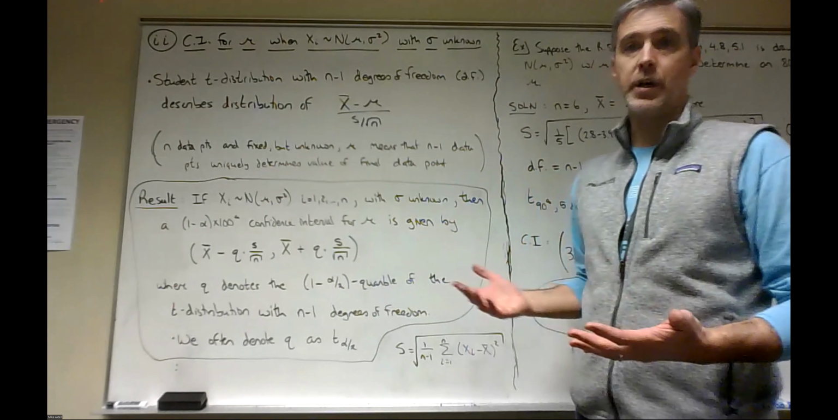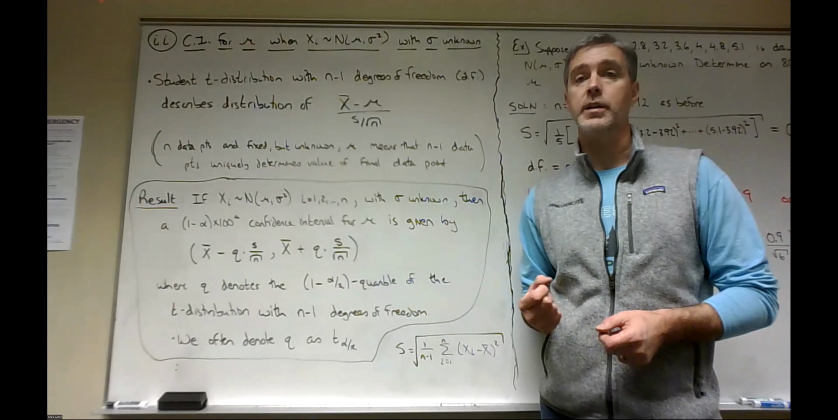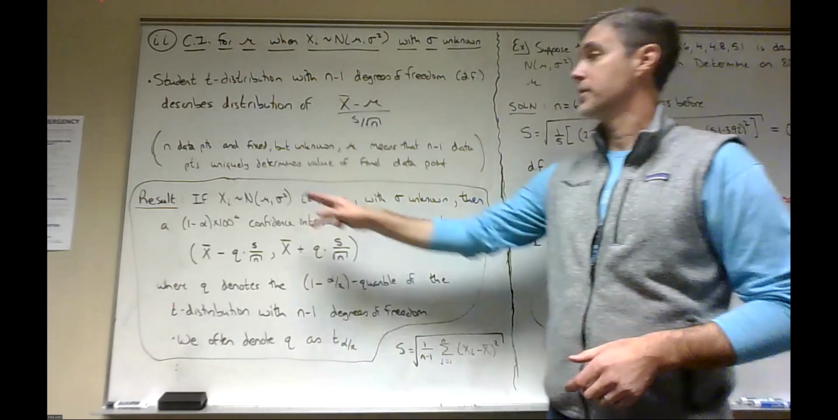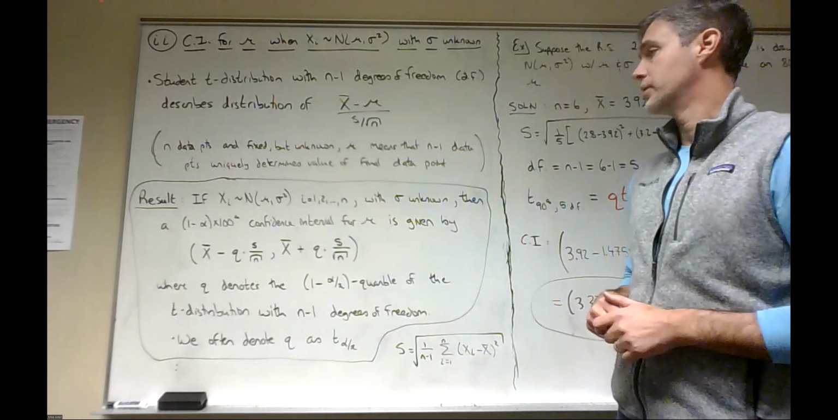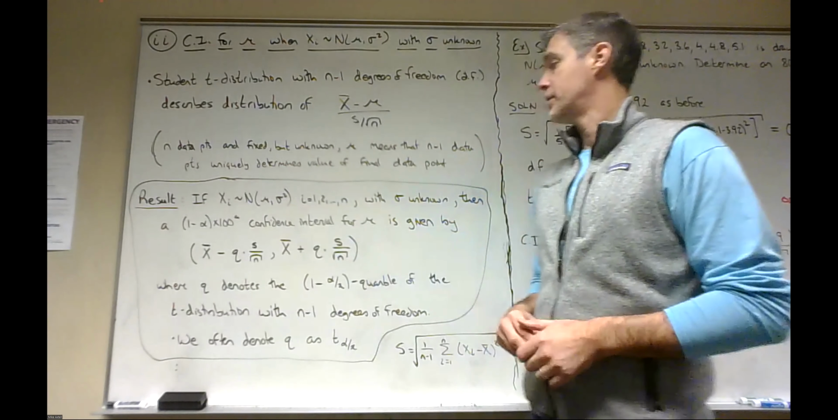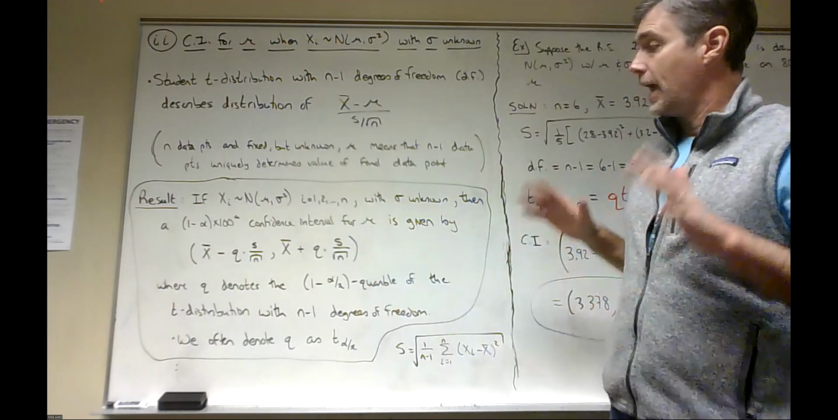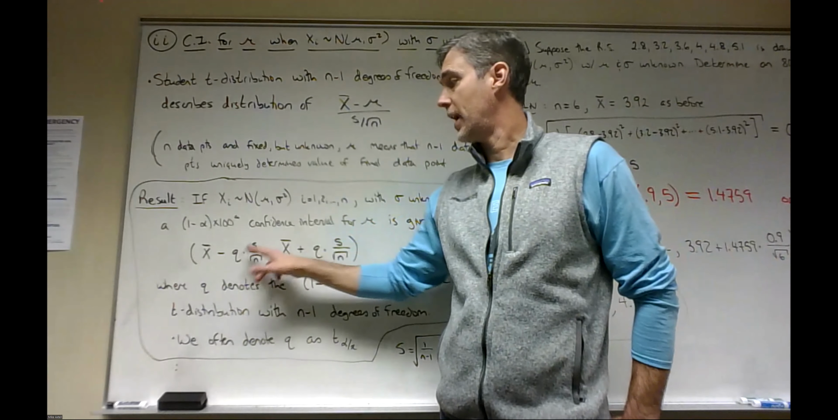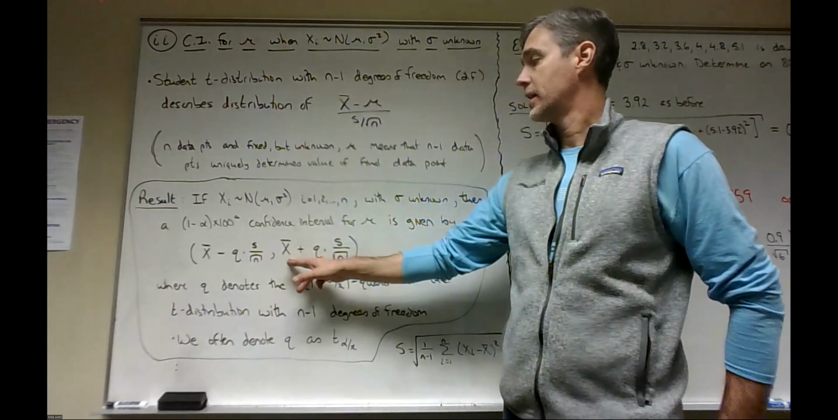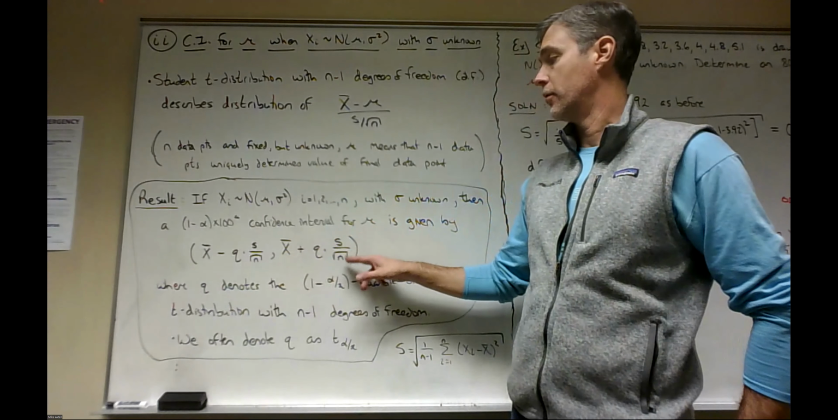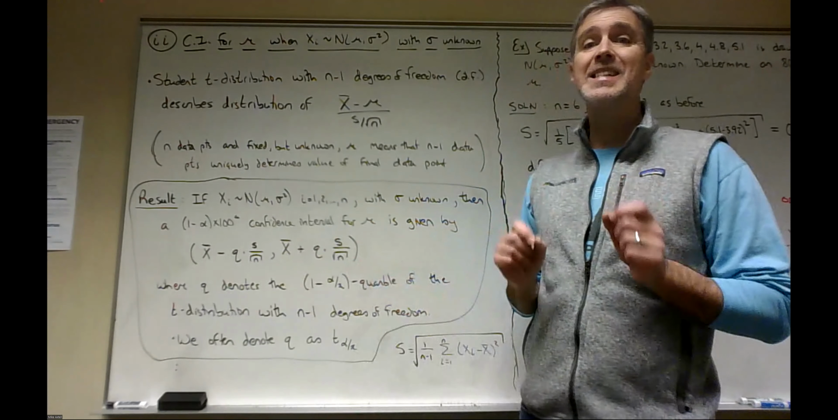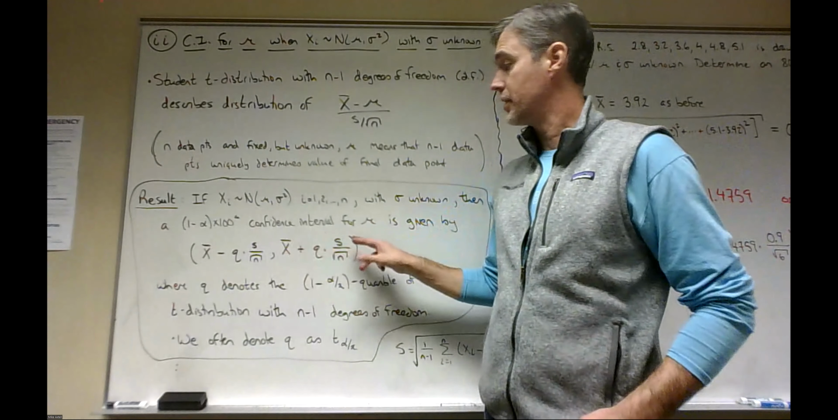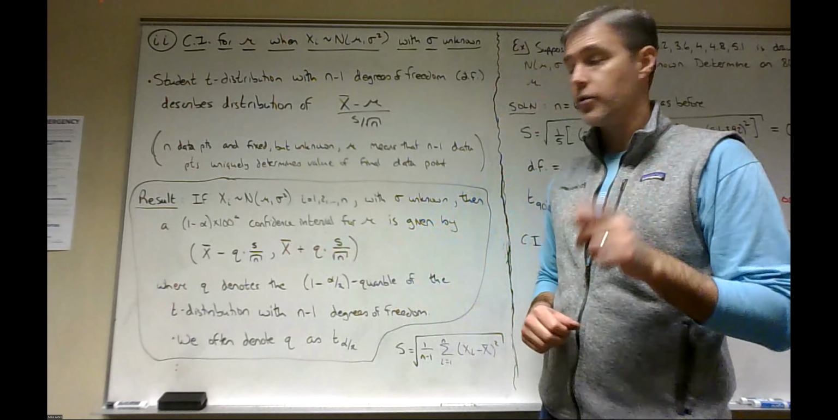Now here's the result, and it's going to look very similar to the result we had when we knew sigma. We've got a random sample from the normal distribution. We don't know sigma. We're looking for a confidence interval for the population mean, and it's given by x bar, the sample mean, minus q times s over root n, to x bar plus q times s over root n. That looks almost exactly like case 1, except I had sigmas instead of s's.